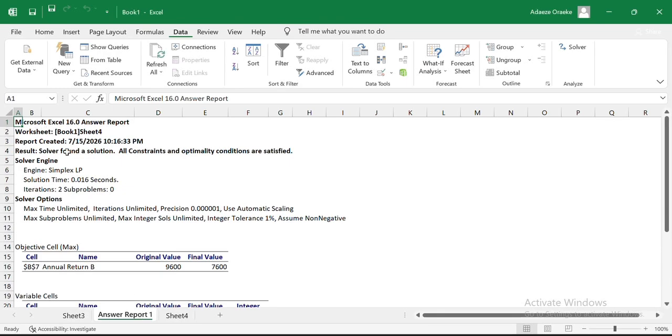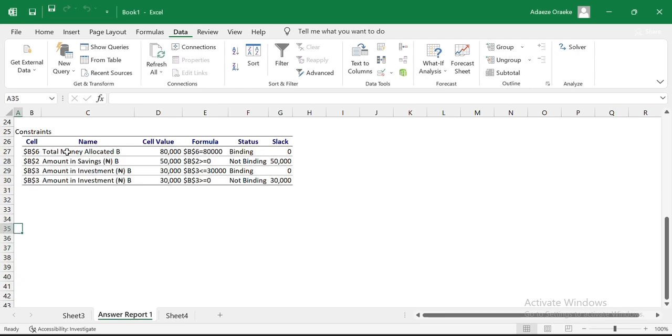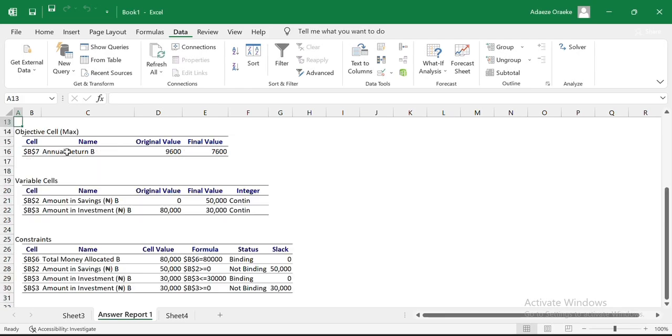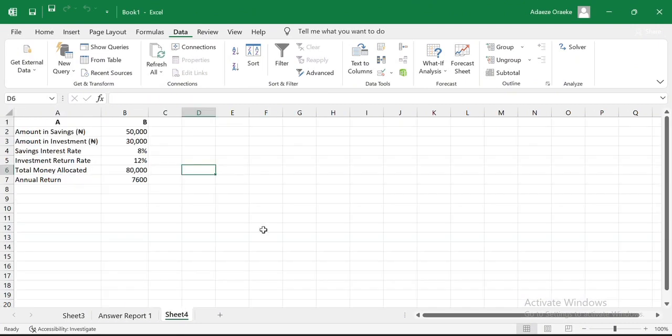Then we have this answer report. You can ask Excel to give it. It basically shows you how you arrived at the answer, a report on how you got the answer. I hope we all understood this and we can apply it, or will attempt to apply it. If you can't, please ask questions.